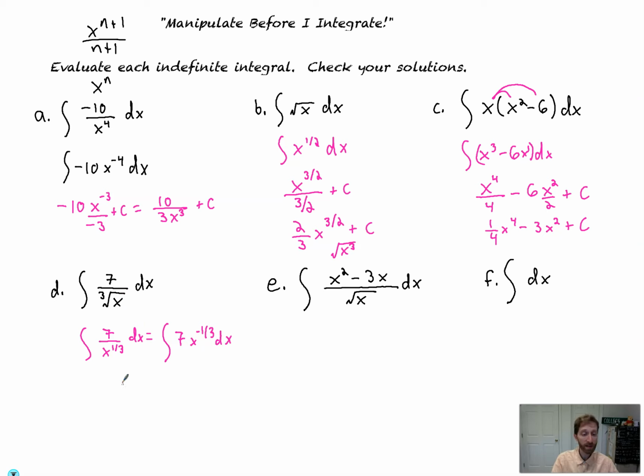So I add 1 to this. 7's chilling. 1 plus negative 1/3 is x to the 2/3. I divide by that power that we just got over 2/3, and that's going to be plus c. Well, if you're dividing by 2/3, that's the same as multiplying by 3/2. So I'm doing 3/2 times 7 x to the 2/3, which is going to end up equaling 21/2 x to the 2/3. Don't forget about that plus c.